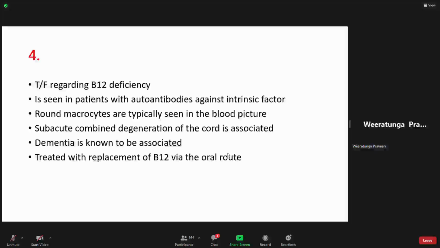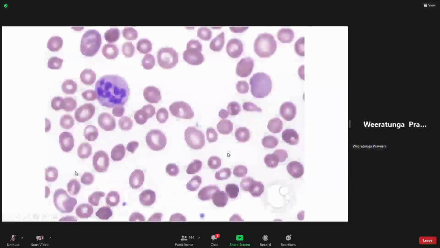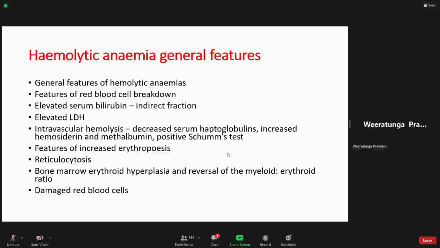B12. Right. How do you treat B12 deficiency? It is intramuscular B12. Oral B12 is useless, right? You need to give intramuscular B12. Right. Okay, that is about B12 deficiency. Right.